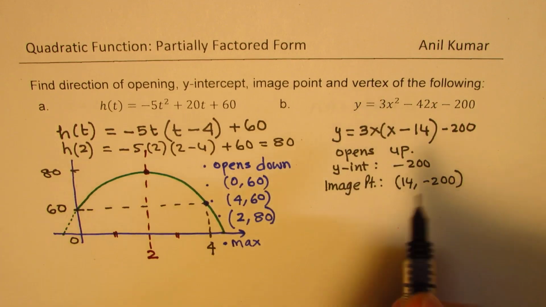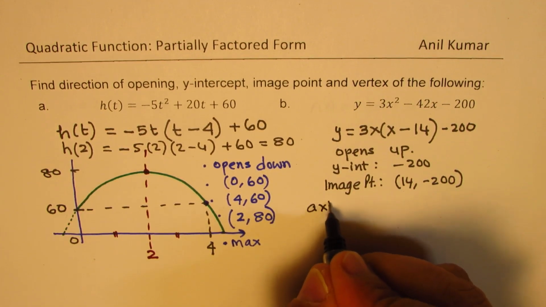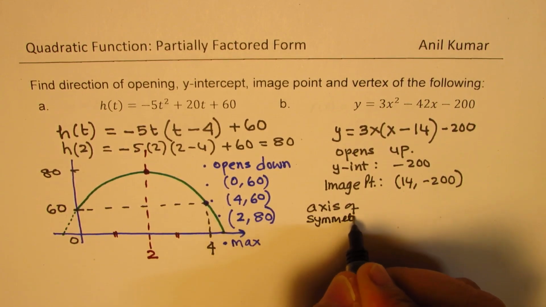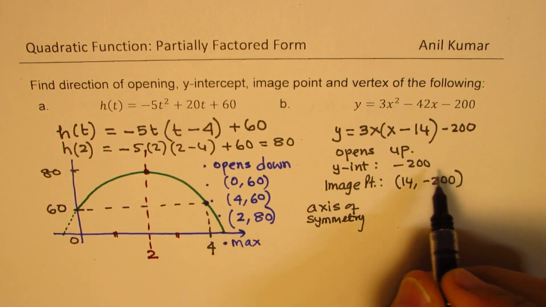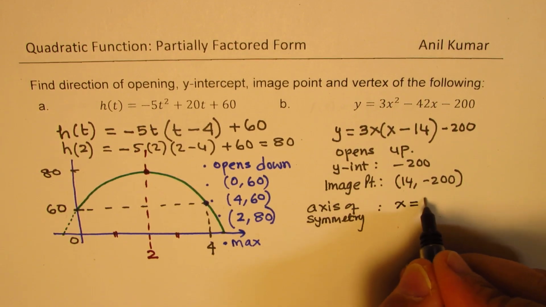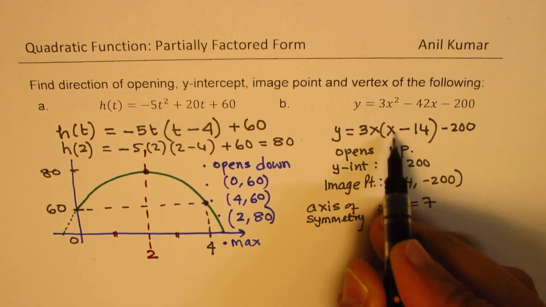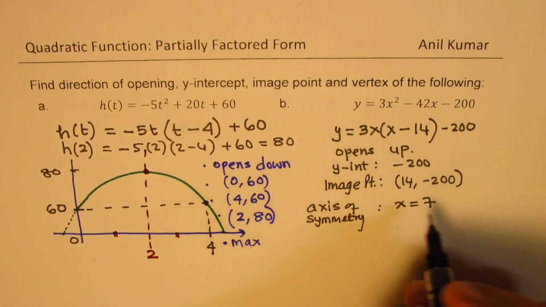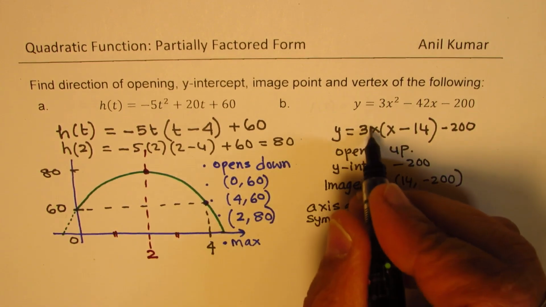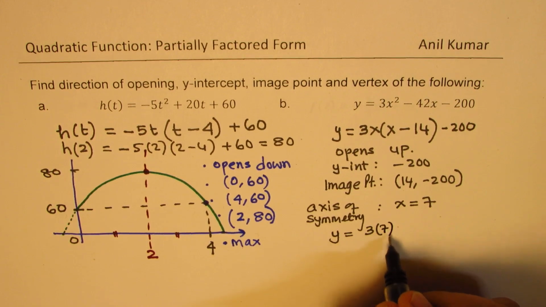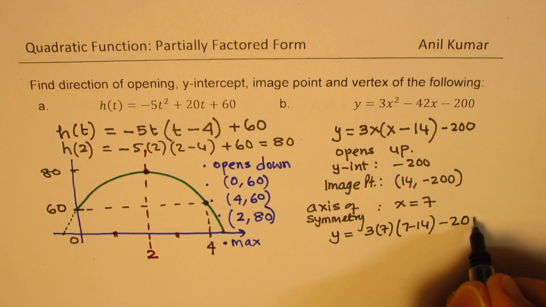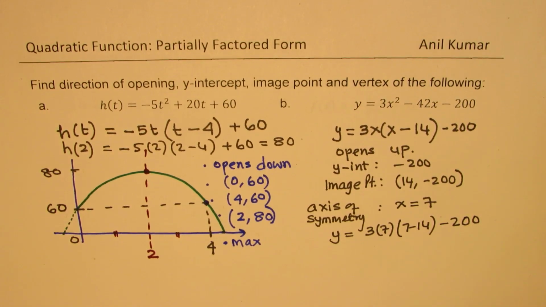Now we need to find the vertex. So let's find the axis of symmetry first. The midway between this, that is half of this 14, right? So this axis of symmetry is x equals 7 in this case. And to find the maximum or minimum value, in this case it is going to be minimum, we are going to substitute 7 in our equation. So we get 3 times 7 times 7 minus 14, which will be minus 7, minus 200. Is that clear to you?